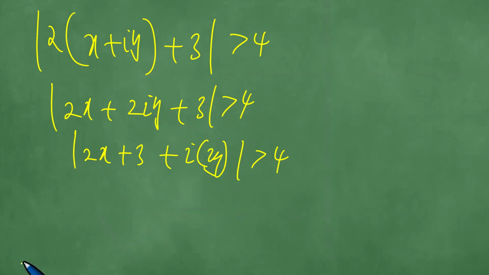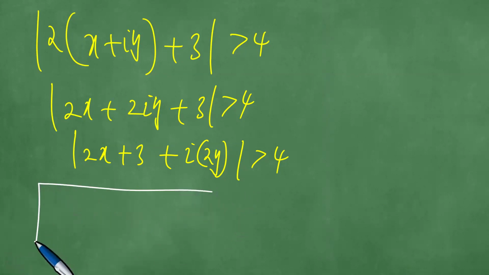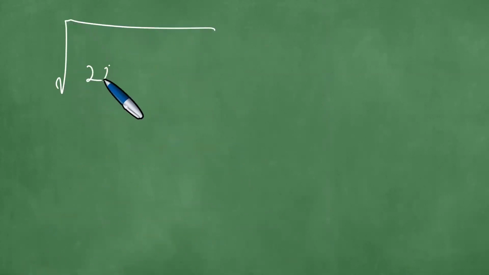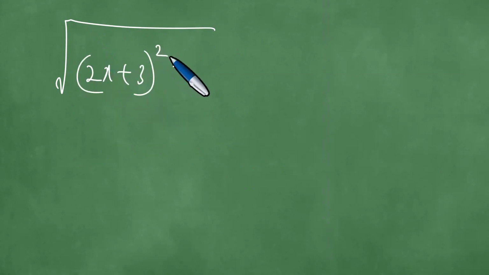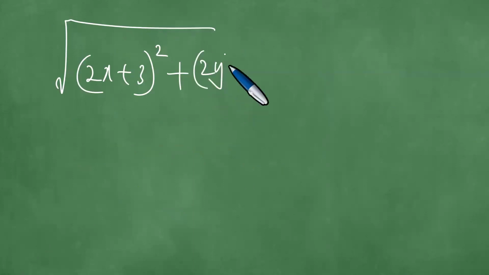Okay, so take a look at these now and think very carefully about it. But now this square root that we're looking at here is the modulus. This is 2x plus 3, and then you square this, and then you have 2y, and you square this, which is bigger than 4. So in other words, you have the square root of 2x plus 3 squared plus 2y squared is bigger than 4.